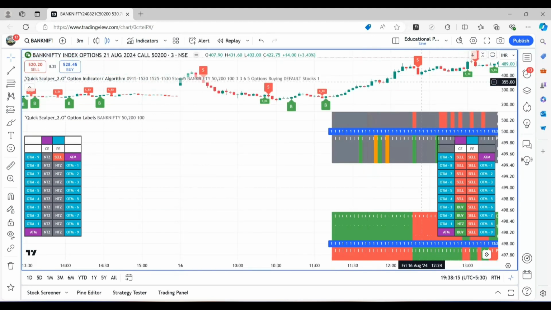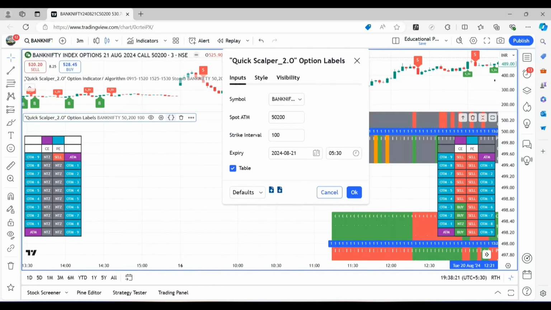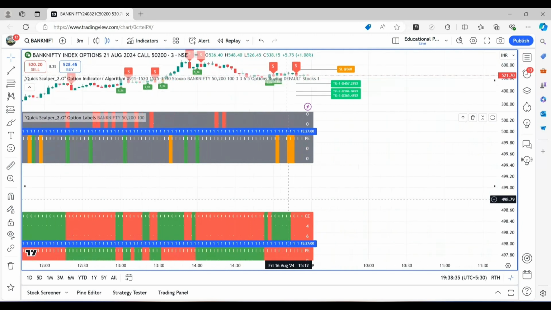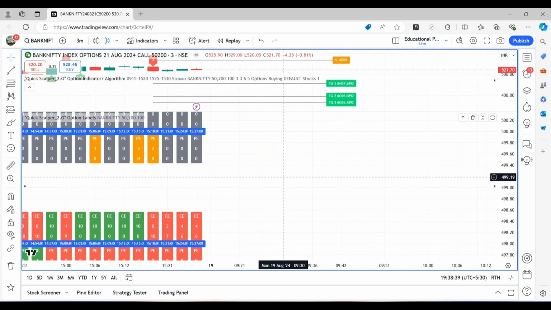These are just for analysis we have kept, and at the bottom you will have the same tables in this indicator also. If you go to the settings of this indicator, as of now 50,200 is the basic setup, and the strike price I have chosen is the same, and I will be disabling this table. Now this is how the indicator will be applied to the chart. This is the basic setup.